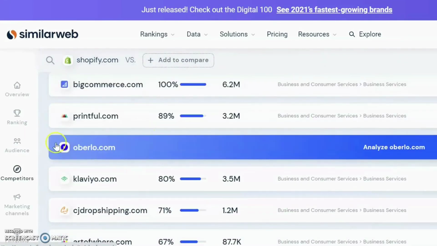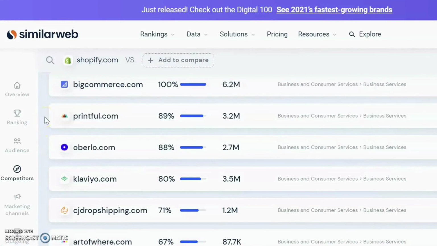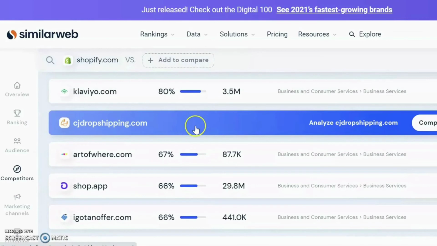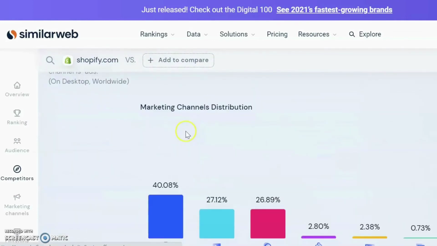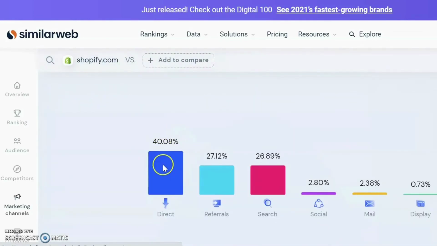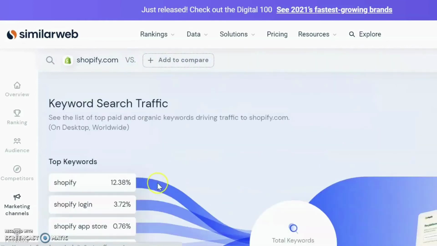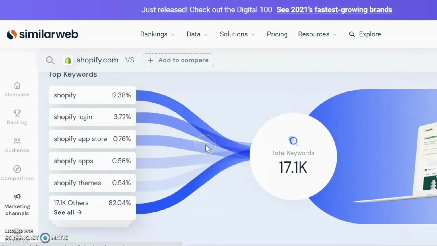Some potential competitors. Again, this could be great places to find cheaper alternatives. Just looking at some of these companies' competitors in the process. So this could be relatively helpful. Marketing channel. It's a pretty good divide between referrals, search, and direct. Let's take a little bit of a deeper dive.